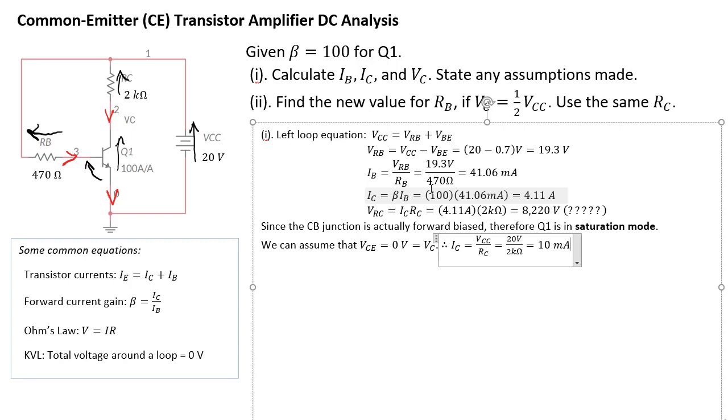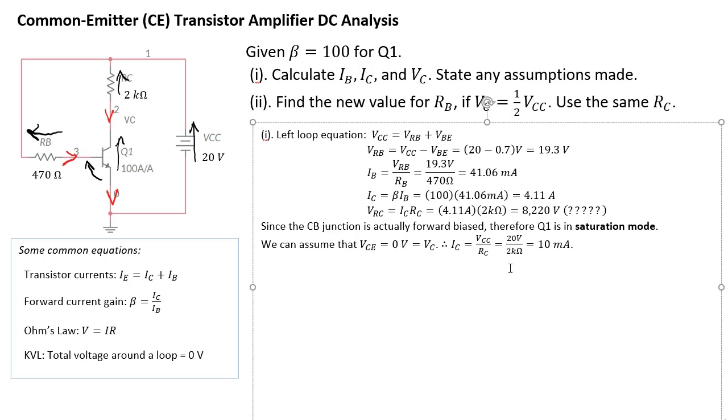All right, so with this new value of IC, well, no, this is the answer basically. We have a value for IB, which is 41.06 milliamps. We now have a new value of IC, and we also have a value for VC, which is 0. The assumption we're making is that Q1 is actually in saturation, and therefore VCE is at 0 volts. All right, so that is done for part 1.